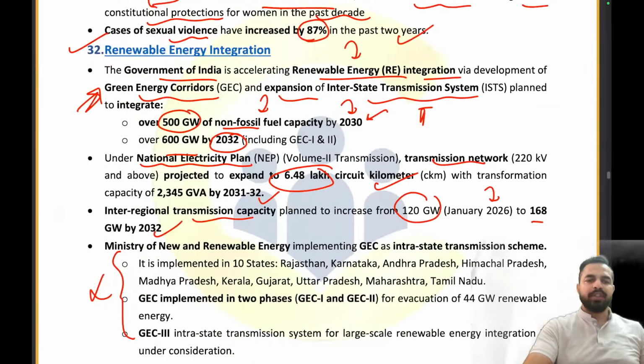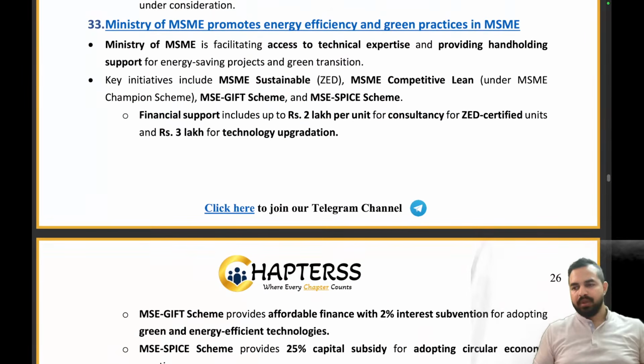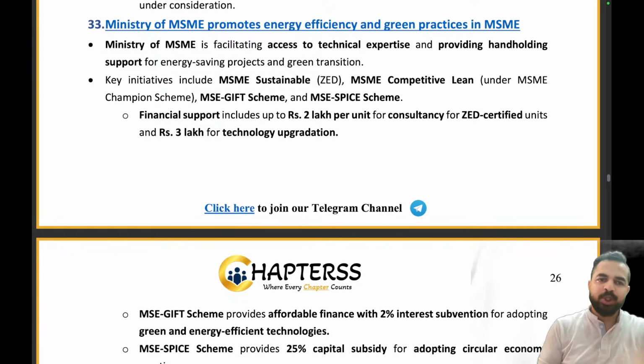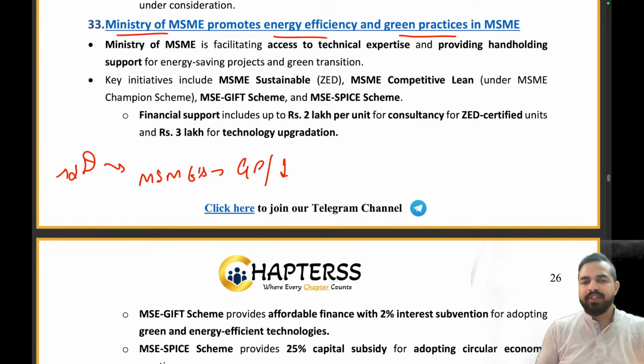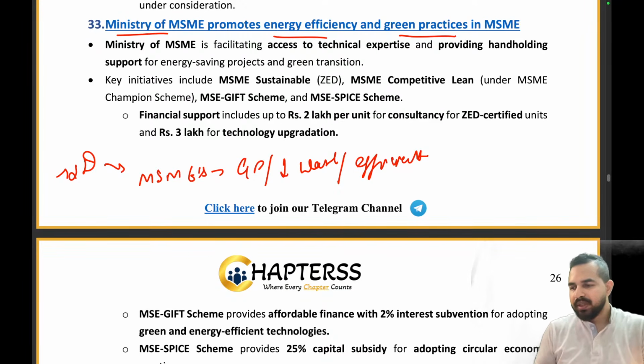Let's move on to the next news article. The next news article is on the Ministry of MSME promoting energy efficiency and green practices in MSMEs. So guys, you all know that we are moving towards sustainable development, right? And the Government of India is also encouraging the MSMEs to adopt green practices, reduce wastage, and have efficient systems which use electricity in an efficient manner, right?